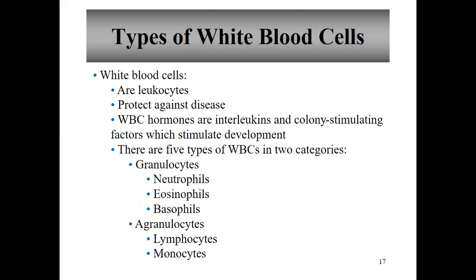So last time, in the previous video, I ended up talking about the different types of white blood cells. As you can see, we have two main categories of white blood cells: your granulocytes and your agranulocytes. Granulocytes are cells that actually contain granules, and the agranulocytes are cells that do not contain granules.